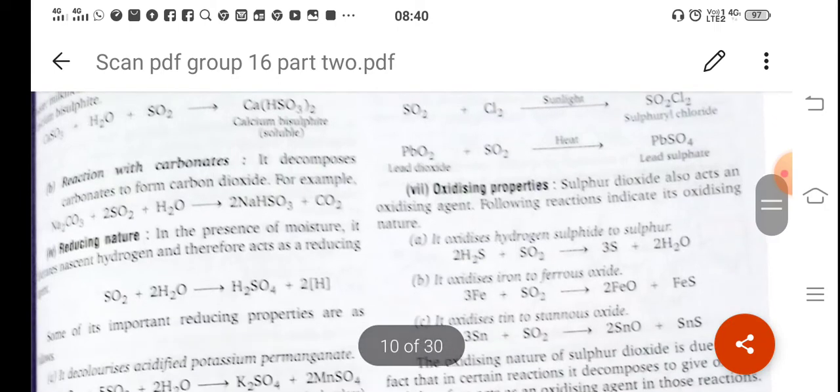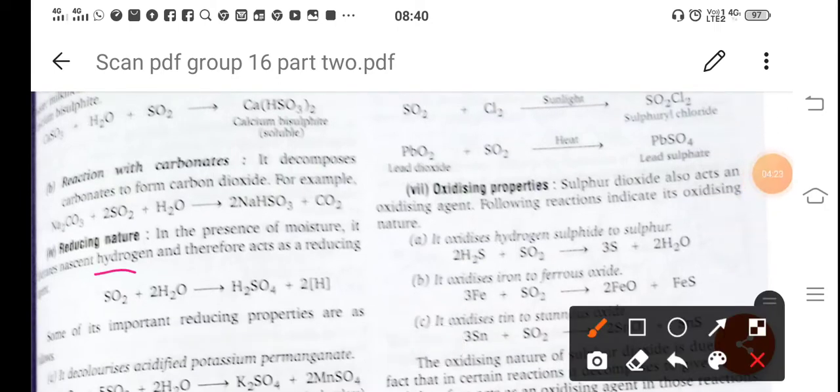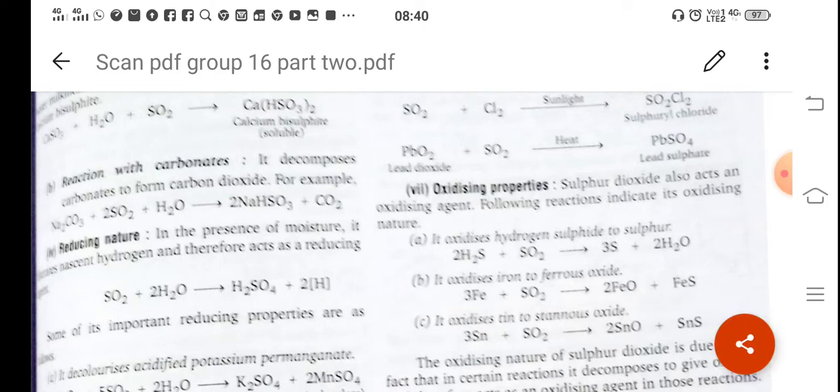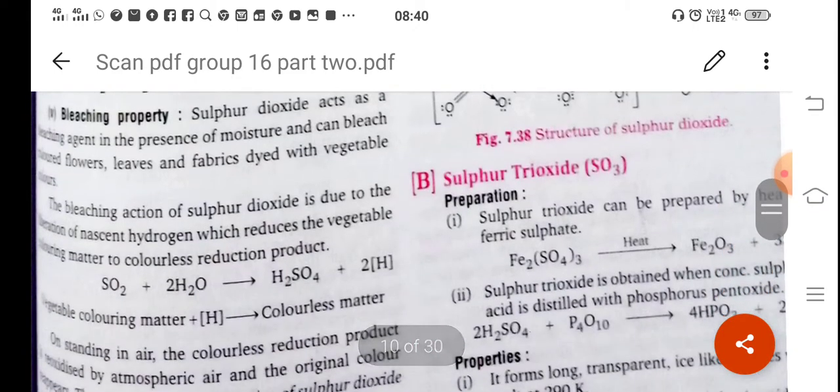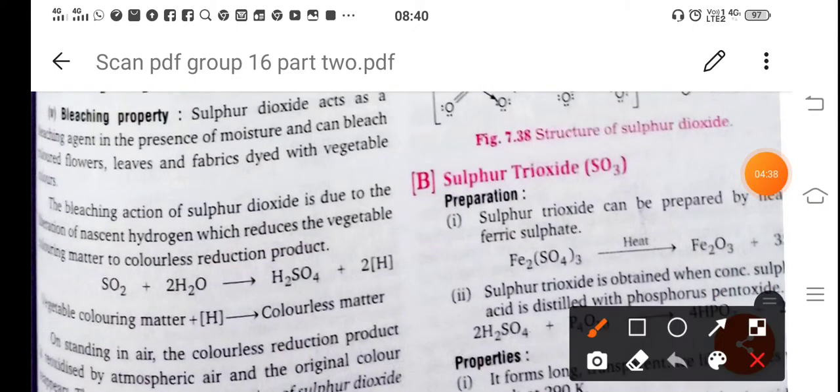A very important property of sulfur dioxide is its reducing nature, that when it reacts with water, it forms sulfuric acid and releases nascent hydrogen. Because of the release of nascent hydrogen, it also has bleaching action, but its bleaching action is temporary because of the release of nascent hydrogen. It is not considered a permanent bleaching action.